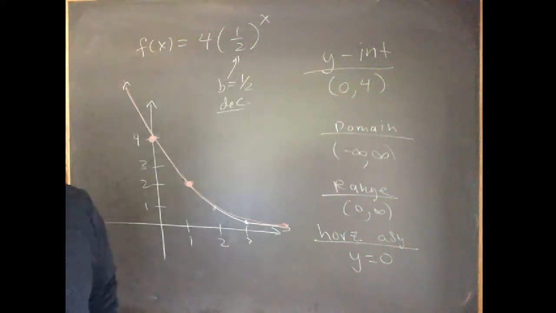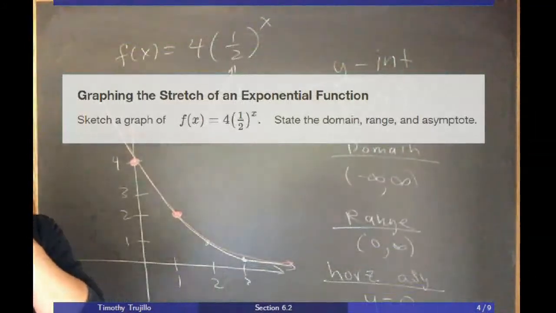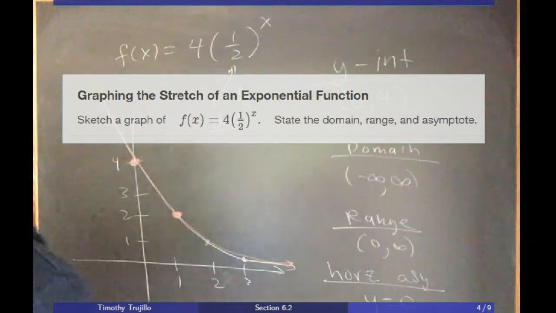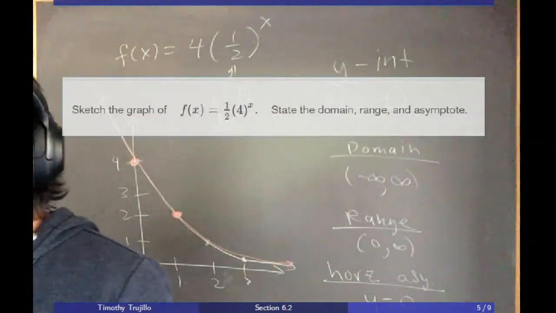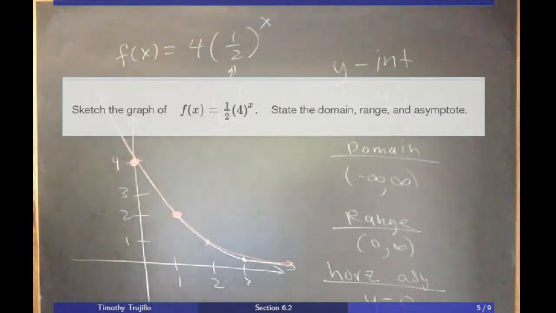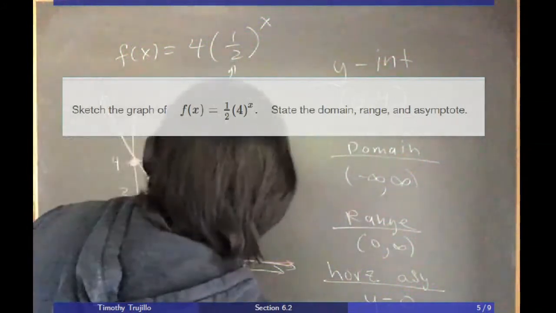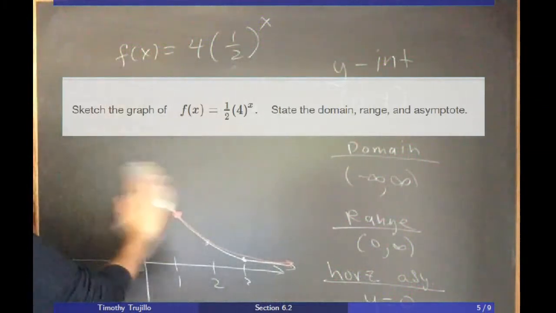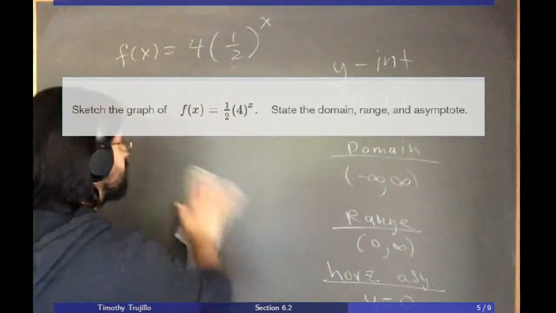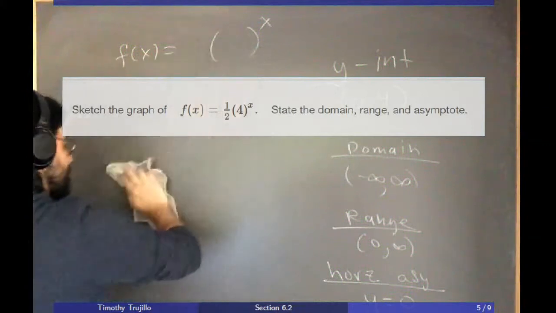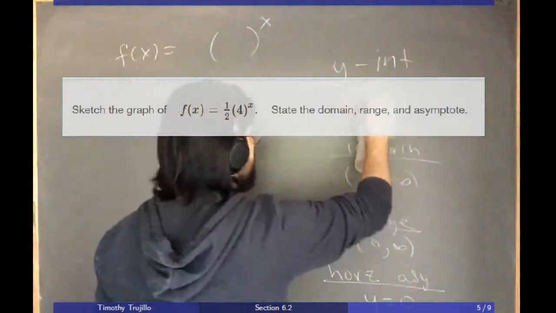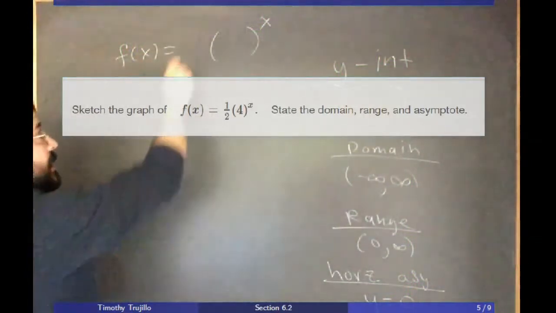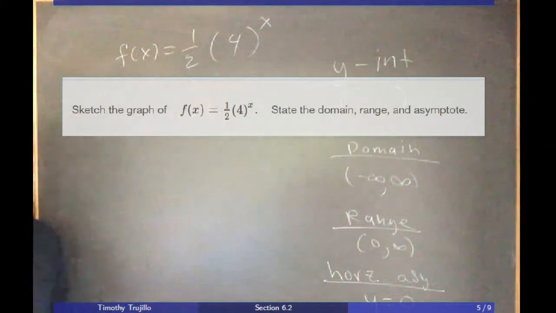Okay, so that's this question here, right? Graph this guy, what's the domain, range, and the asymptote? Let's look at a slight variation of this problem. In this case, the A is 1/2, and now the B is 4. So slight variation on this, but pretty much most of the stuff here stays the same. So again, now we've got this a being 1/2 and the b being 4.